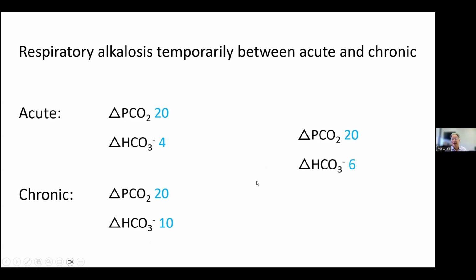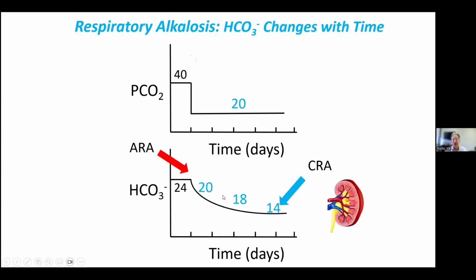And the likely thing is you didn't see the patient long enough after it occurred for this new steady state of 20 to 10 to be achieved. So this just shows you the numbers. Acutely, if the PCO2 fell from 40 to 20, that's a change of 20, the bicarbonate would fall by 4, which means if it started at 24, it would be 20, and it would be 14 if it was chronic respiratory alkalosis.